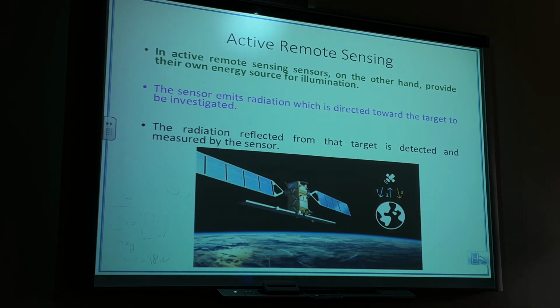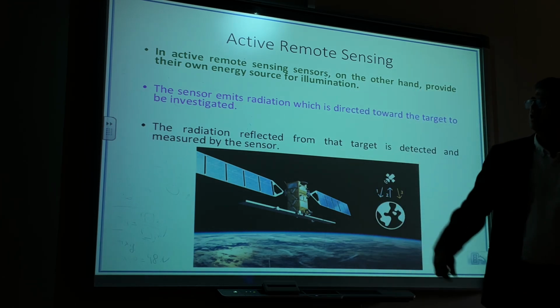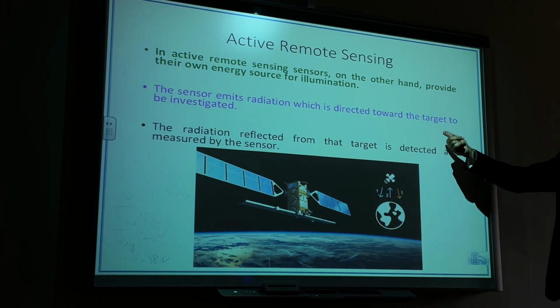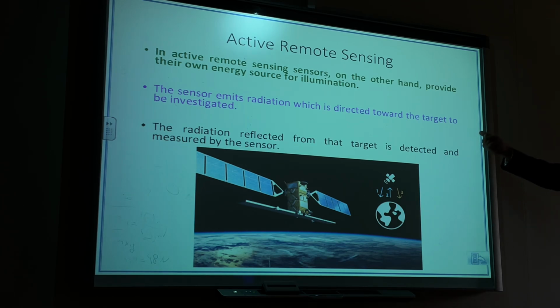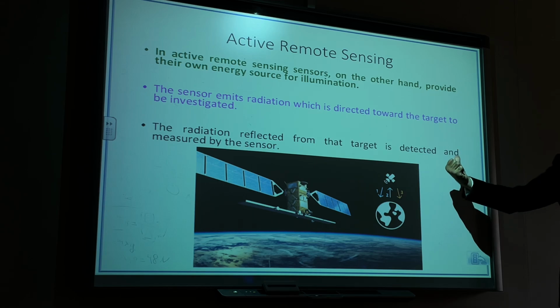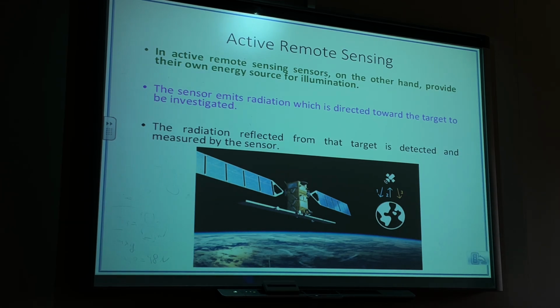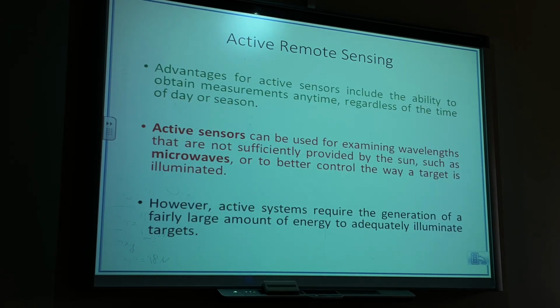Then in active remote sensing, on the other hand, the sensors have their own source of electromagnetic radiation. They provide their own energy source for illumination. The sensor emits radiation which is directed towards the target to be investigated. The radiation reflected from that target is detected and measured by the sensor.